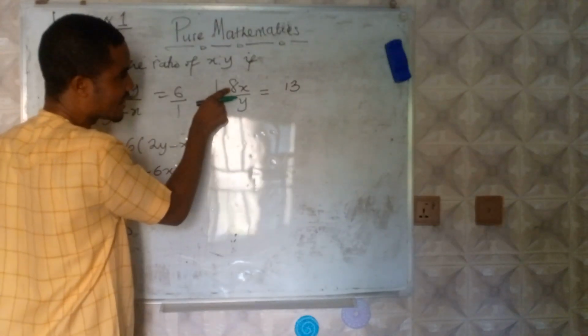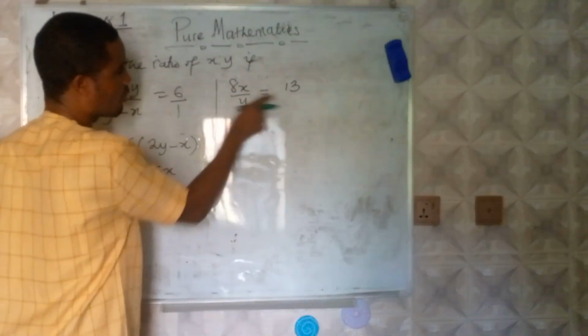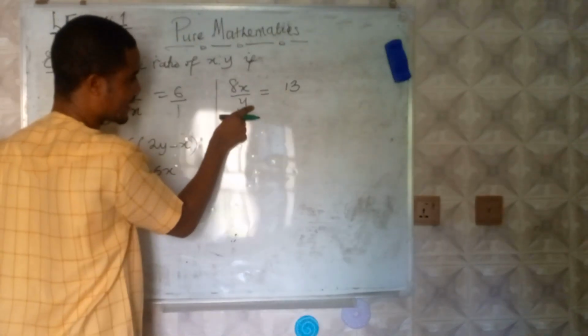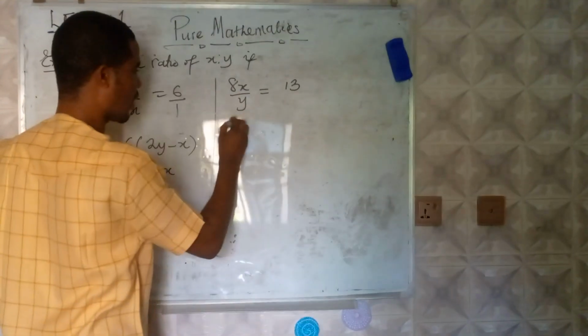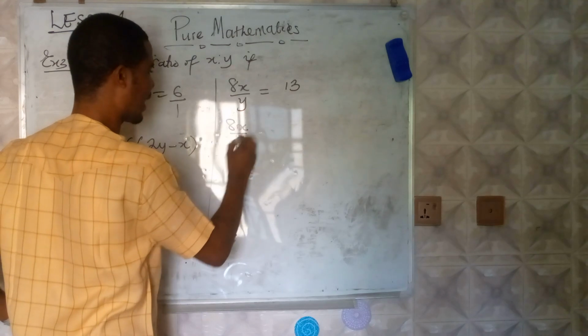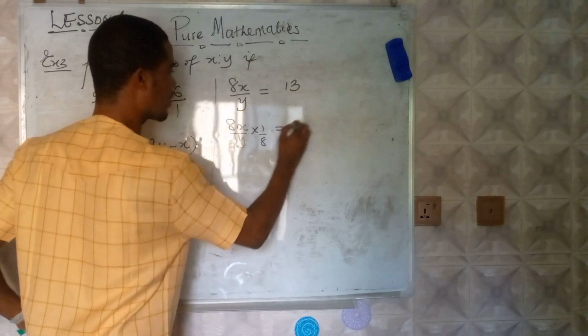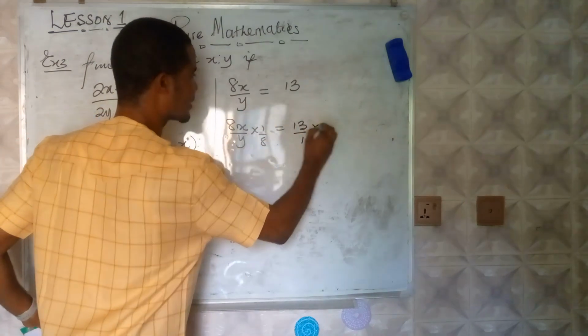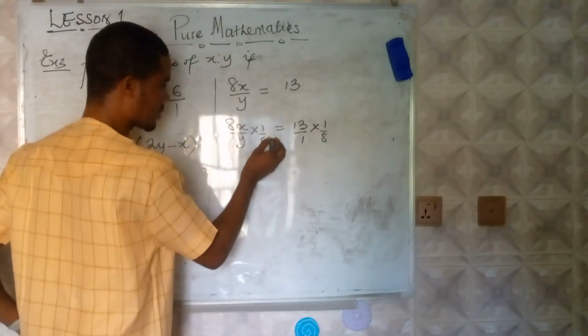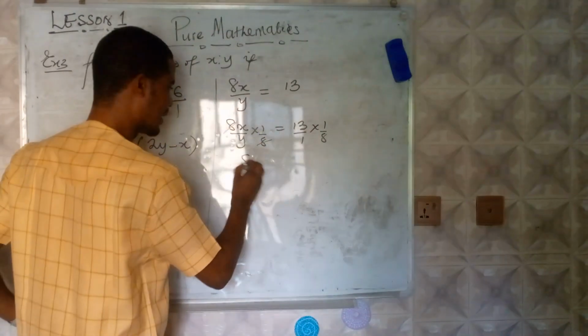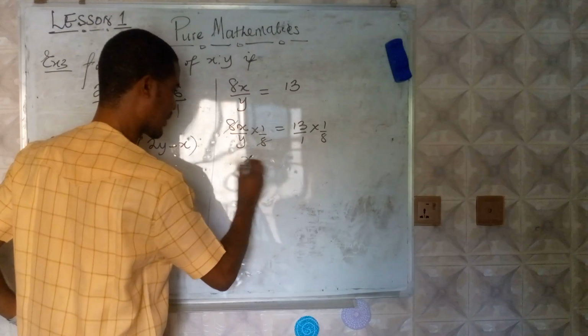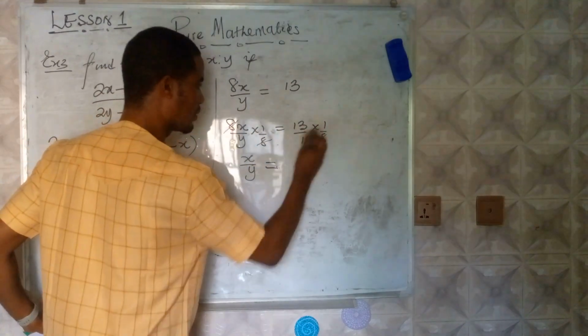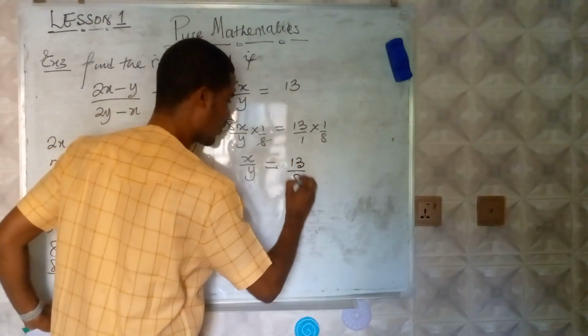Now for me to remove this 8 here, what am I going to do? I'll multiply both sides by 1 over 8, so that we're able to cancel this 8. So I'll have 8x over y times 1 over 8 equals to 13 over 1 times 1 over 8. So this cancels this. I have x over y equals to 13 over 8.